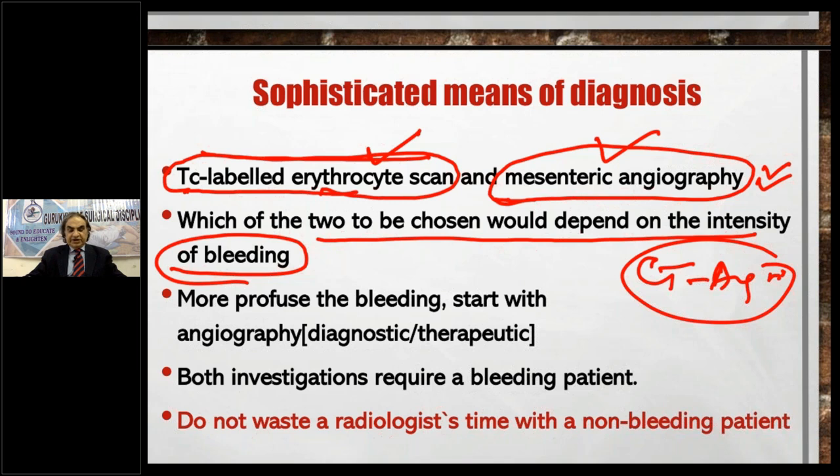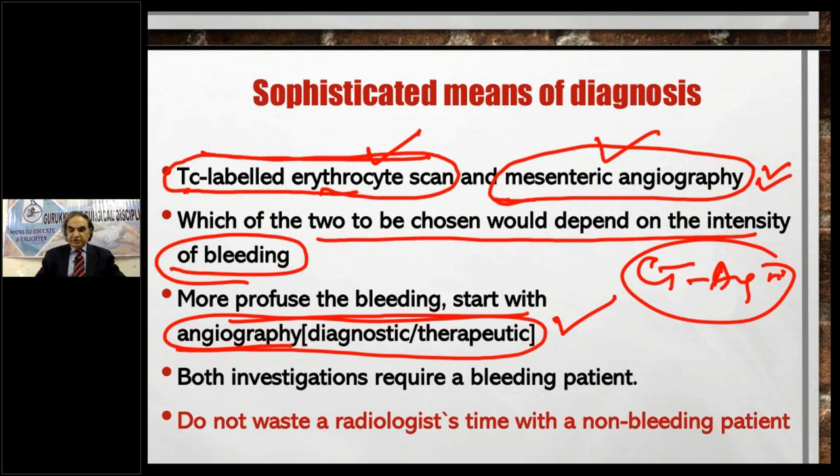I've never seen a technetium labeled erythrocyte scan being used. I'm sure those who use it must be very good at it, but it won't indicate much. And I don't think many people fancy it, especially surgeons, who have to fix things, so they need to know. The more profuse the bleeding, start with angiography, as I've mentioned. If it is more profuse, do that.